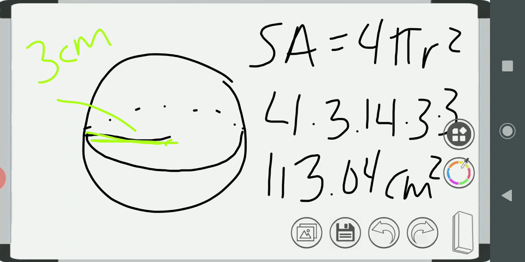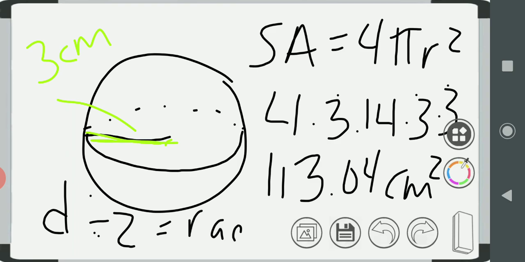So it's really just a plug and chug, right? It is 4 times pi times the radius squared. Now if they give us the diameter, remember, radius is equal to the diameter divided by 2. So that equals the radius. If they happen to give us the diameter, remember what the diameter is? Diameter is when they're going from one side all the way to the other side.